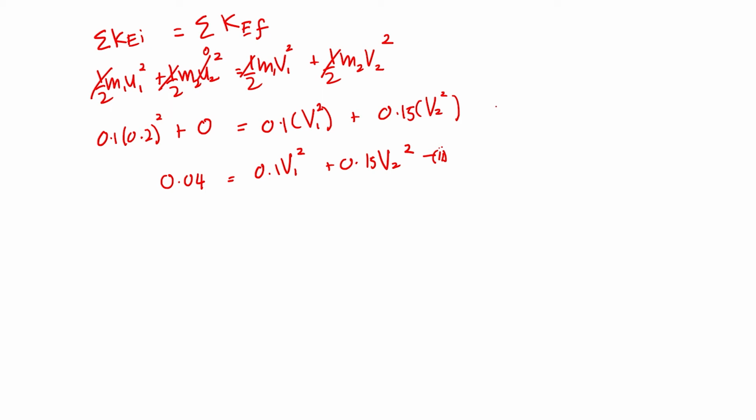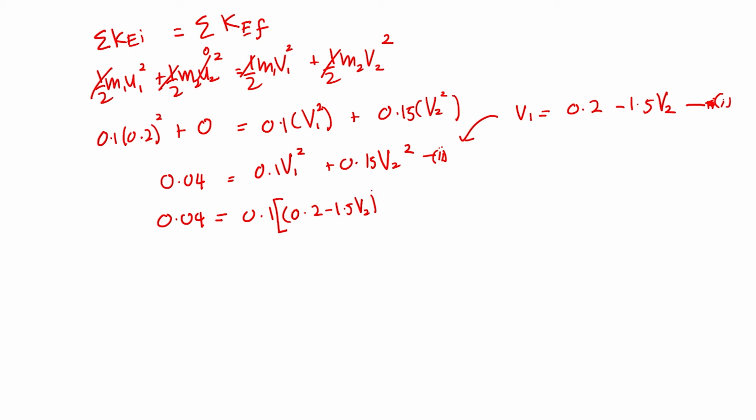Okay, equation number 1 is V1 equals 0.2 minus 1.5 V2. This is equation number 2. We can substitute equation number 1 into equation number 2. So we get 0.04 equals 0.1 times, substituting V1, which is 0.2 minus 1.5 V2, squared, plus 0.15 V2 squared.